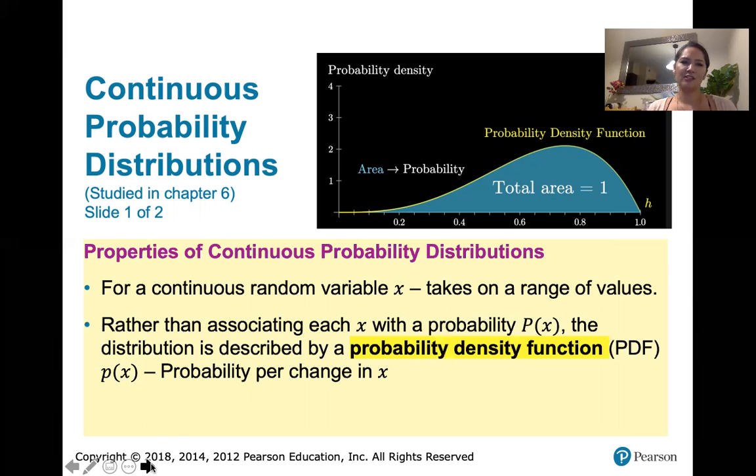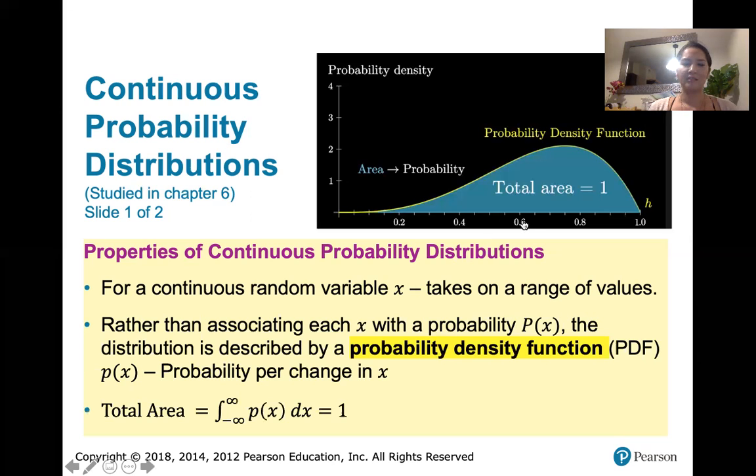Now here, rather than associating each x with a probability, the distribution itself is described by this probability density function, sometimes abbreviated PDF. I will represent it by lowercase p of x. Now this doesn't give you the probability for a particular x value, it gives you the probability per change in x. Now this is really more related to calculus, and I don't want you to worry about it too much in our class. It's not that important, but I just wanted to be clear with you that p of x no longer means the probability that x is equal to that value. This lowercase p of x is the probability per change in x.